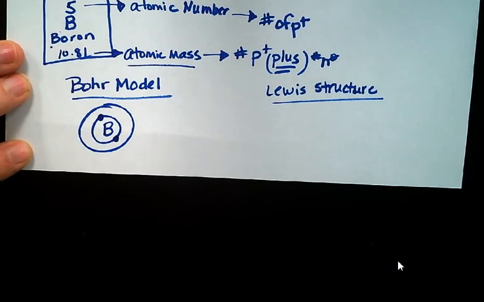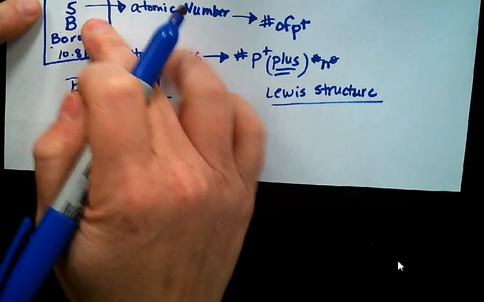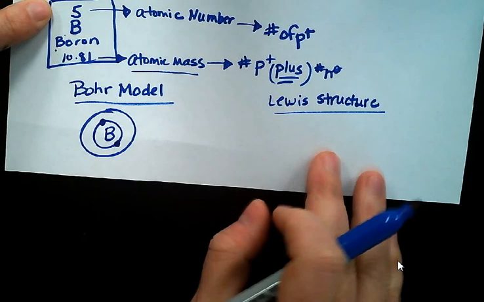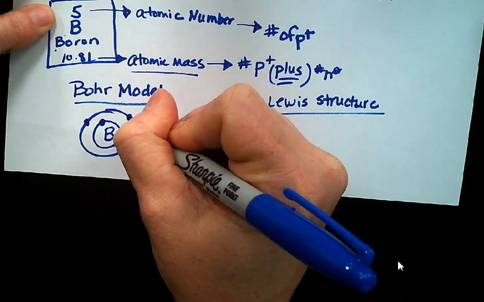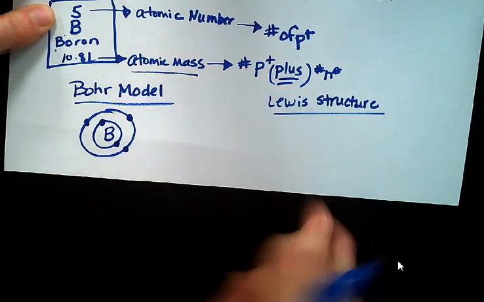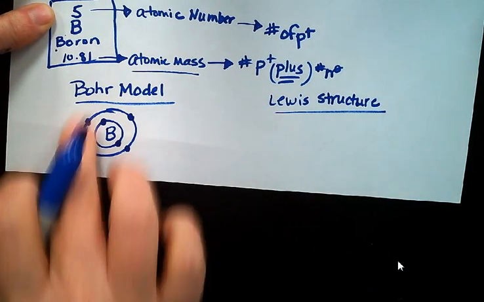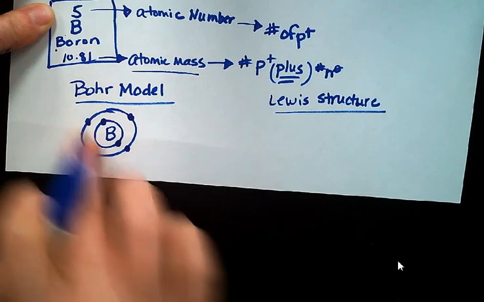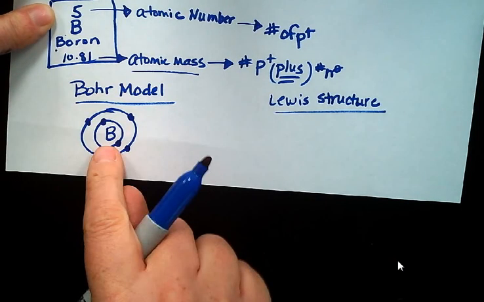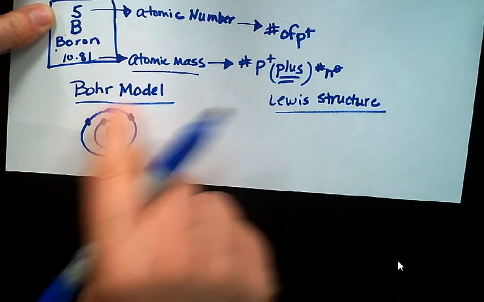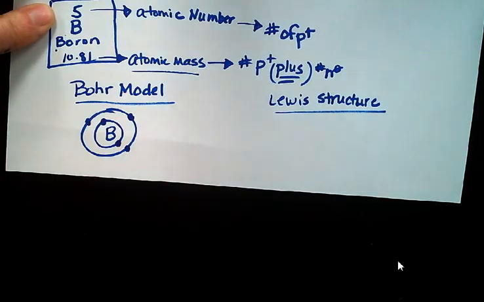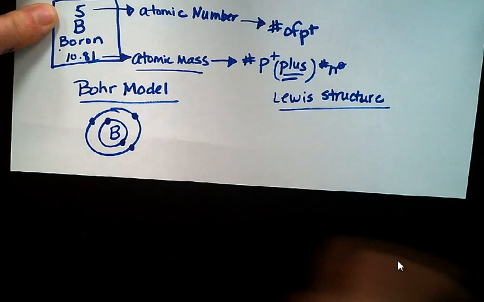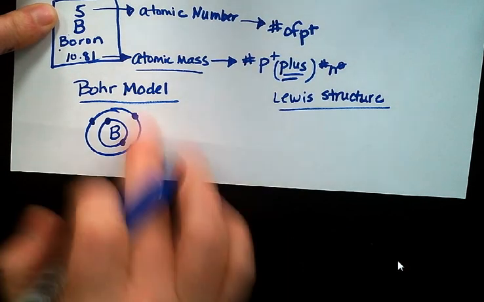Boron has 5 electrons if it's a neutral atom, so I'm going to place 3 more on the outside. That is on my uppermost shell, my outermost shell, the last shell. So I have shell 1 with 2 electrons and shell 2 that has 3 electrons. The second shell can hold up to 8, right? But it only has 3, so it has a total of 5. That's all for the Bohr model.